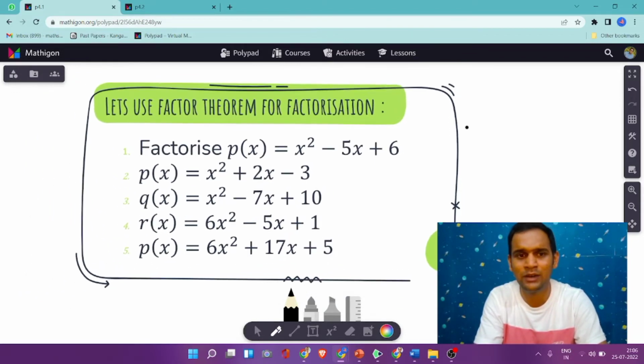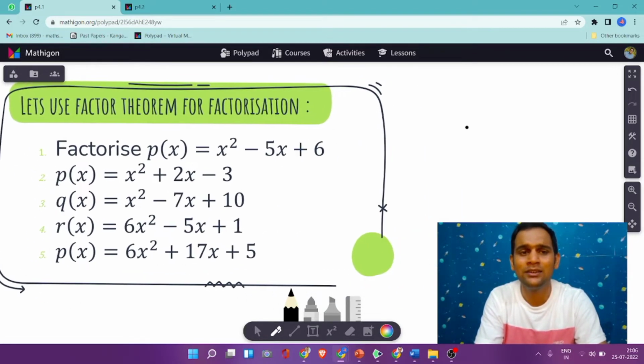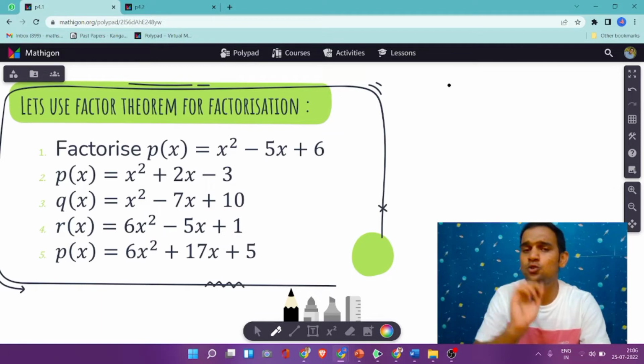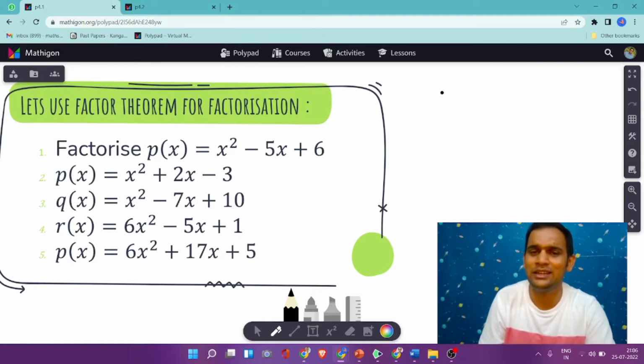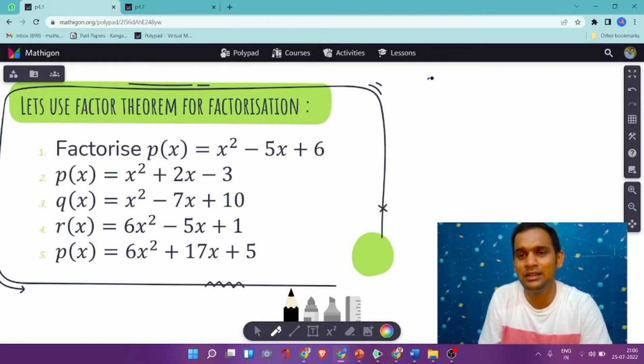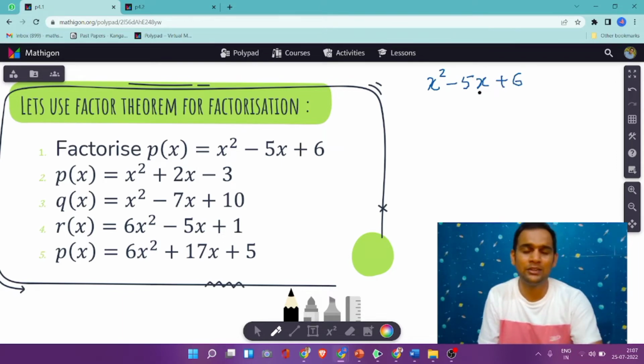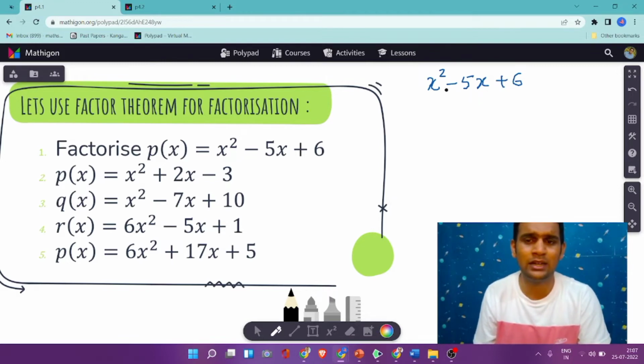Yes, why quadratic equation? Because it has degree 2. Now there are two ways to do it. One way is very easy, means splitting the middle term. So that is x square minus 5x plus 6. You will split the middle term, that is minus 5x. So that method we all are very comfortable with. We'll quickly revise that method.